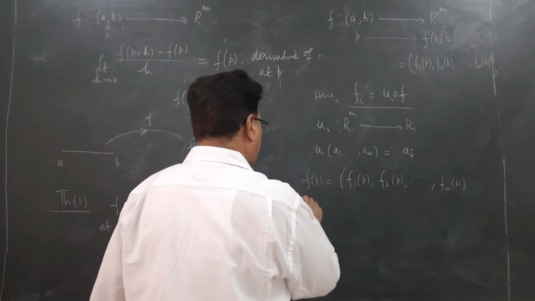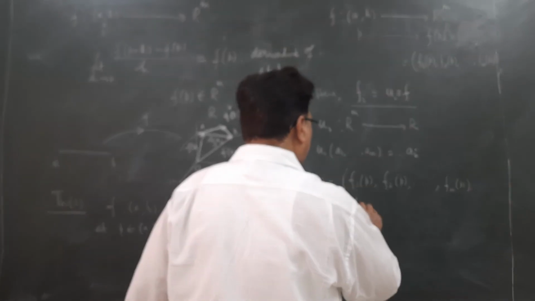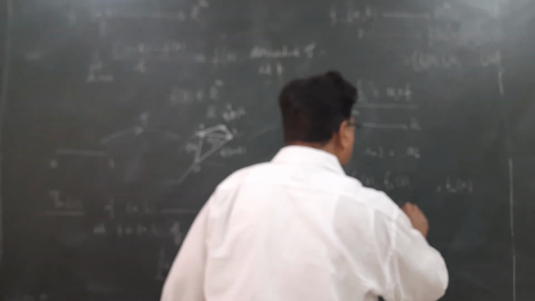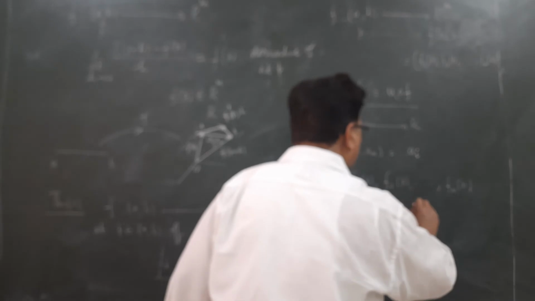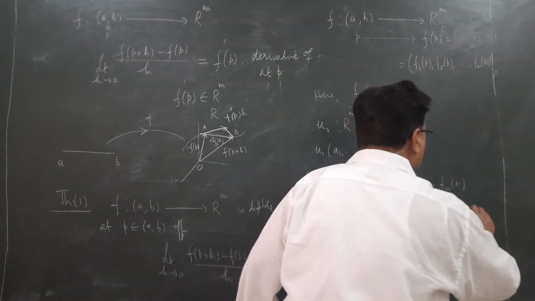So f of p plus h will be the same. It will be f1 of p plus h, f2 of p plus h. You can see everything is well defined, up to fm of p plus h.